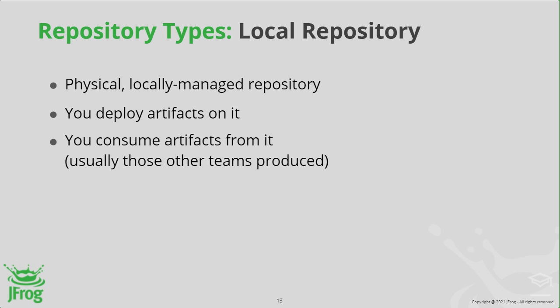A local repository is a physical, locally managed repository on Artifactory's file store. And this is the repository that we want to push artifacts into. So if we're building a Docker image, this Docker image will be pushed into Artifactory, into a local repository. Of course, we will also consume artifacts from this repository as part of a virtual repository. We will see what that is in just a minute.